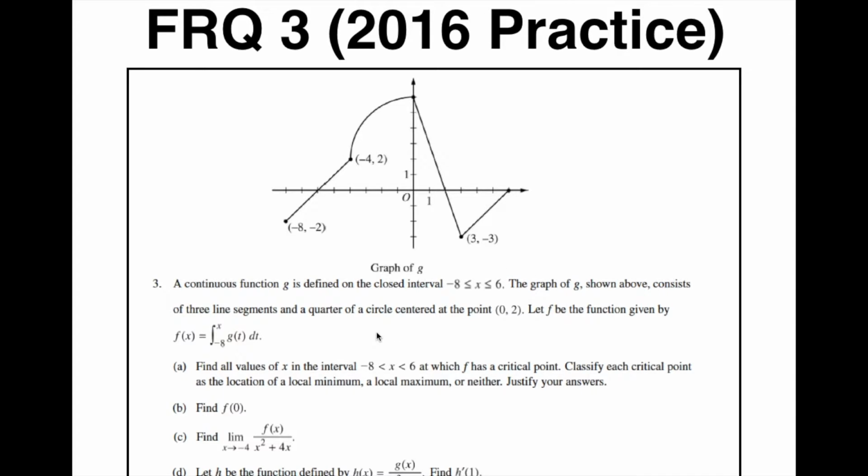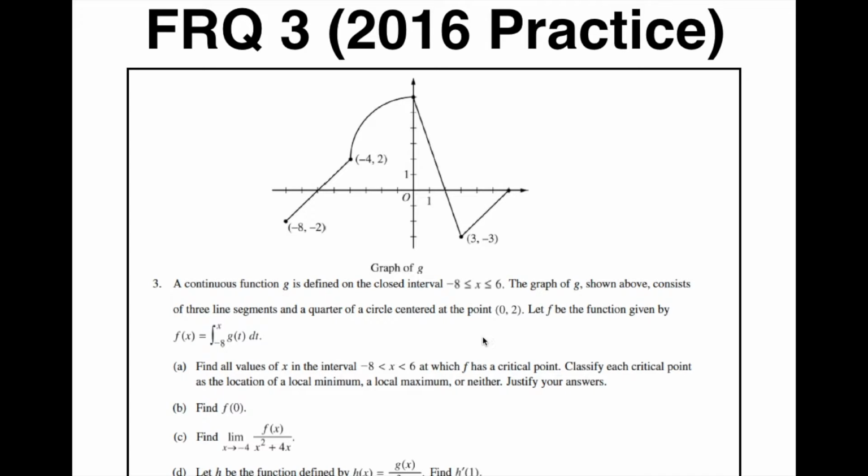So a continuous function g is defined on the closed interval [-8, 6]. The graph of g shown above consists of 3 line segments and a quarter of a circle centered at the point (0, 2). Line segments 1, 2, 3, and a quarter of a circle, it's centered right here. There's no surprise. I think they just need to be very clear about it, but what you see is what you have. There's no trick.